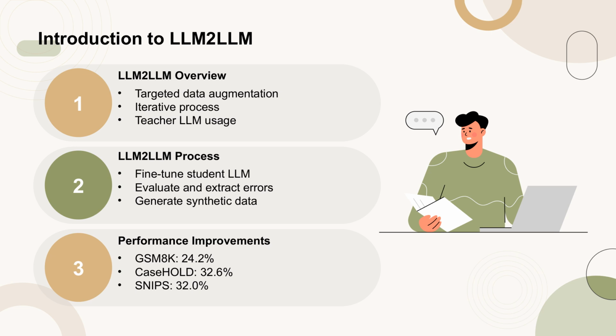This process involves three key steps. First, fine-tuning a baseline student LLM on an initial seed dataset. Second, evaluating and identifying data points that the model incorrectly predicts. And third, using a teacher LLM to create synthetic data from these incorrect points, which are then reintegrated into the training dataset. This method aims to focus on more challenging examples, thereby improving the model's performance.